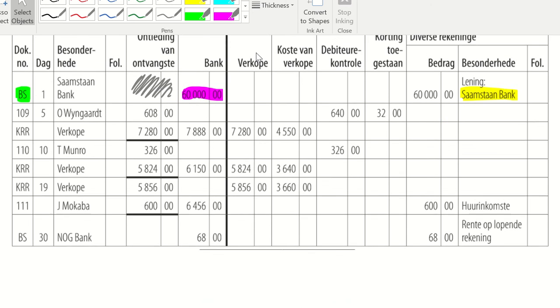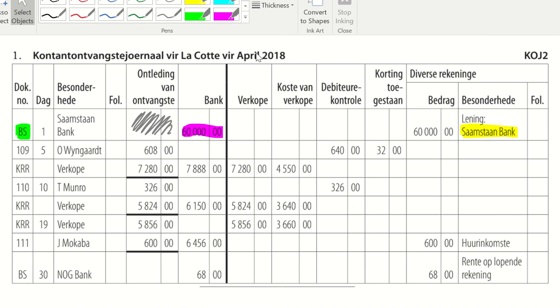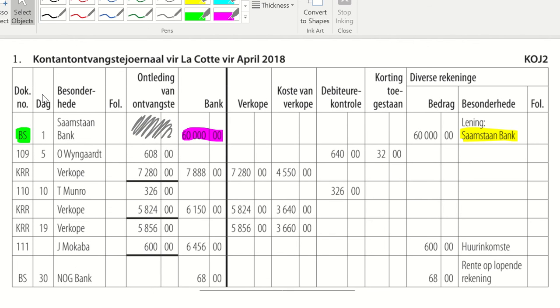Okay, then the next transaction on the 5th, we have in our CRJ, dit is nou KOJ, en dit is die bedrag wat ons aan van O Wijngaard af ontvang. So we receive that amount. Okay. So they say we receive the amount of 608 rand ontvang ons daar.